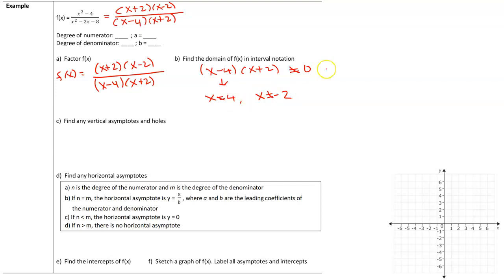Before we can write this in interval notation, I'm going to graph these on a number line. So here we have negative infinity, here we have infinity. x cannot be 4, x cannot be negative 2. So at negative 2, we have a hole, and at 4, we have a hole. And what that does is that the graph gets split up into different parts. We have the first part here, then we have the second part here, and then we have the third part here.